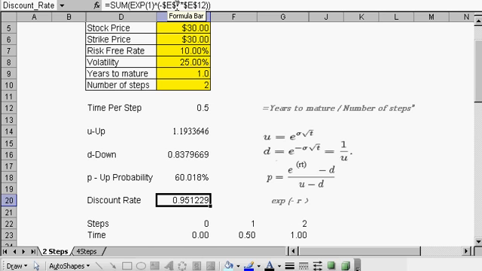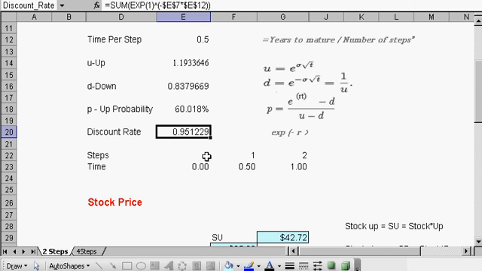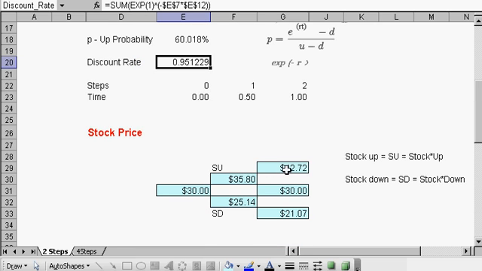Here are our steps. So we have 0, 1, and 2 steps, and the time period, each of these being half a year, so we can see 0.5. Here's our stock. We start out with $30. We have up and down. So we're going to have the stock price multiplied by up and the stock price multiplied by down. This next step would be this multiplied by up and this multiplied by down. And this would be multiplied by down, and that will give us our stock price in this tree.